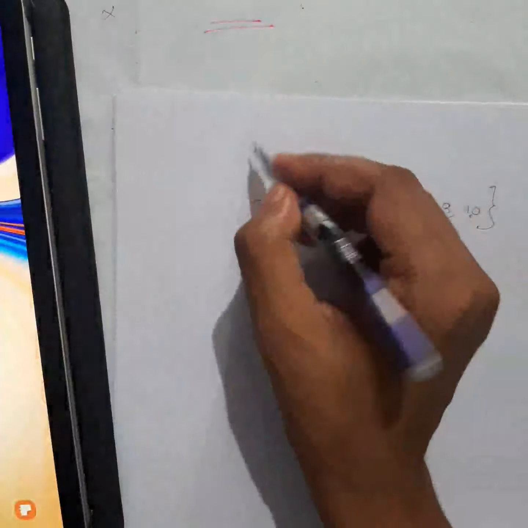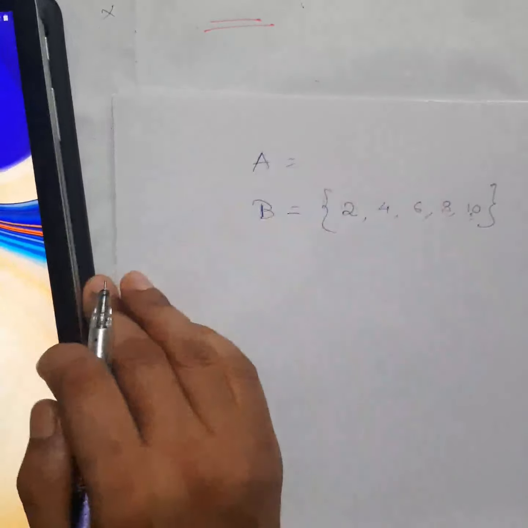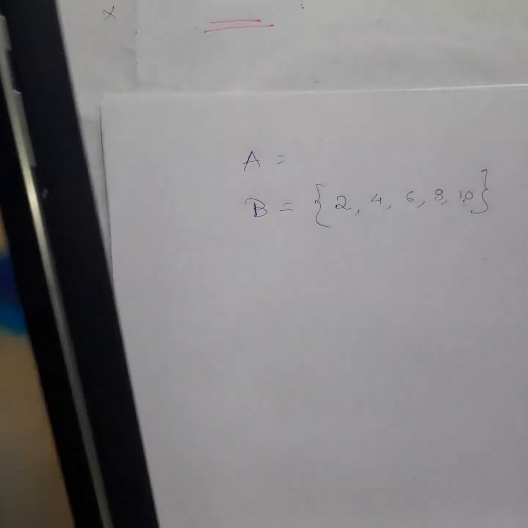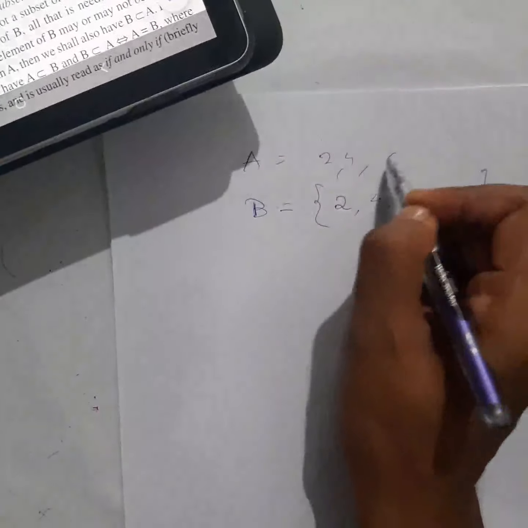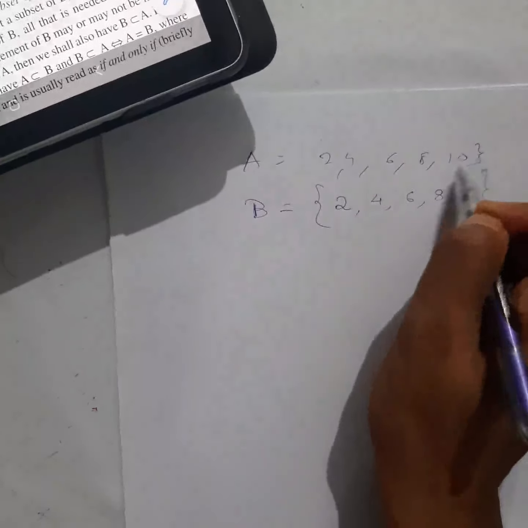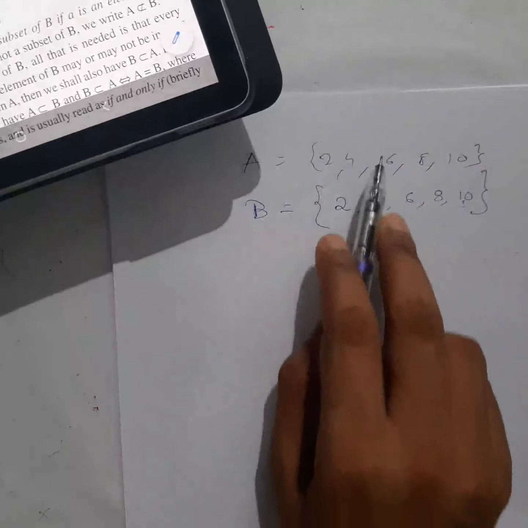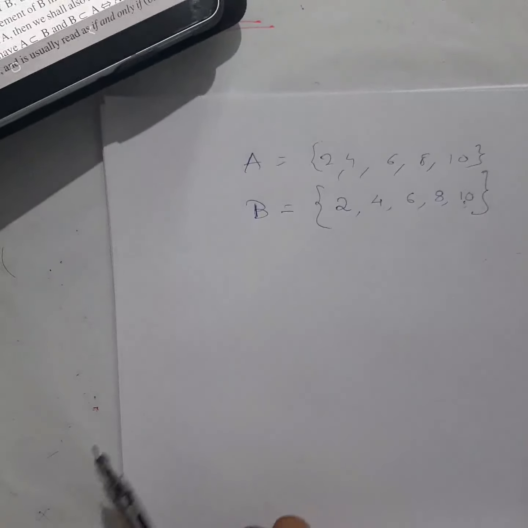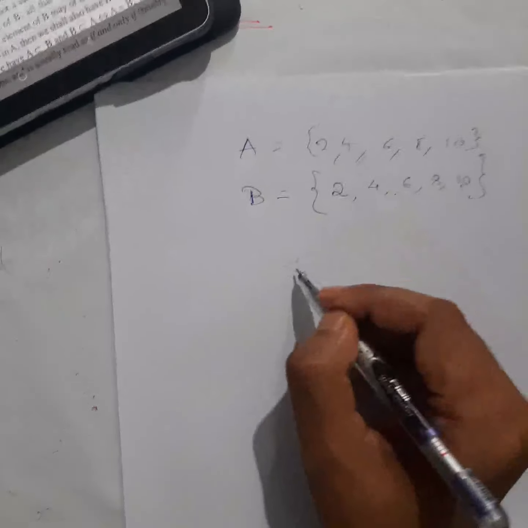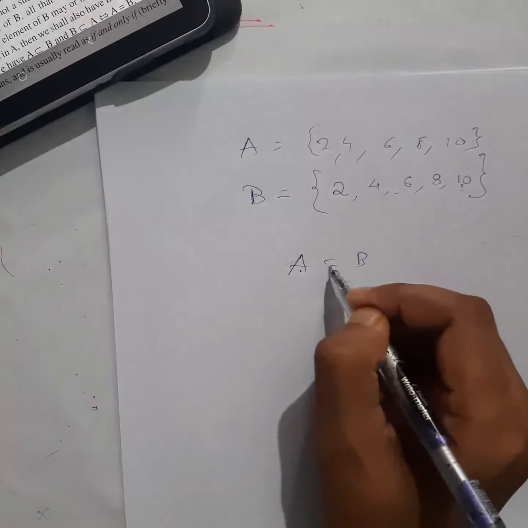So let's verify whether these are the same elements as in A or not. So in A, what are the elements they have given? You can see 2, 4, 6, 8, 10. And in B also 2, 4, 6, 8, 10. So you can see here the elements are exactly the same. Okay, so this is called an equal set.